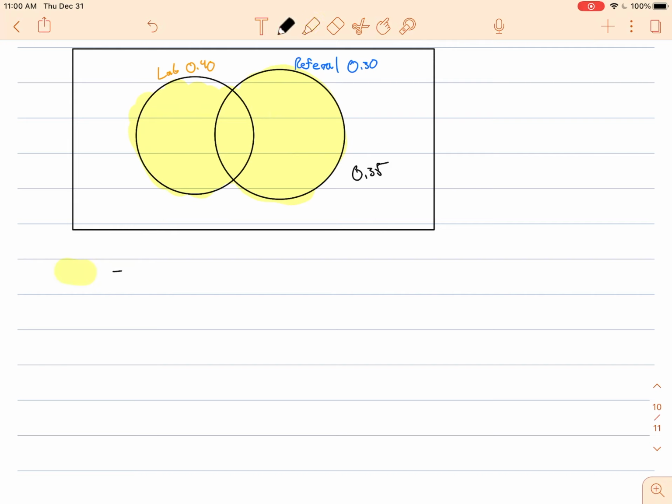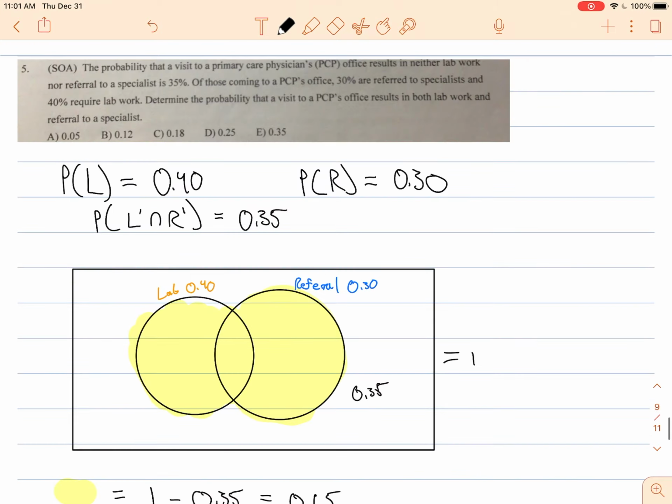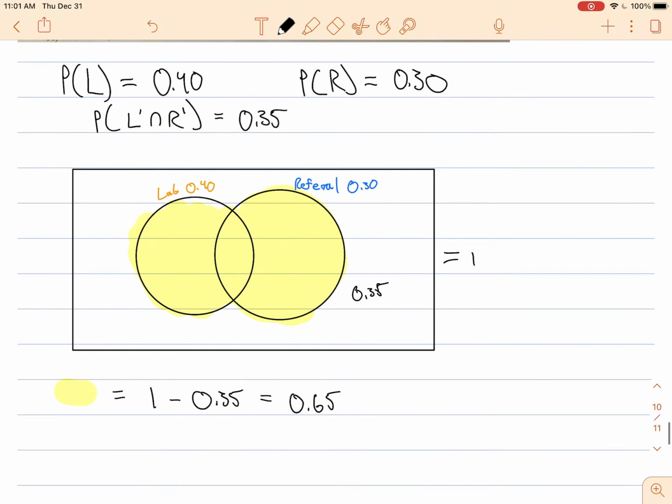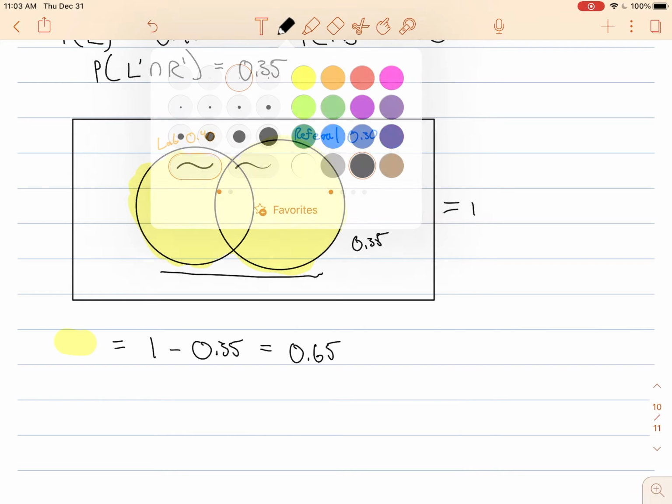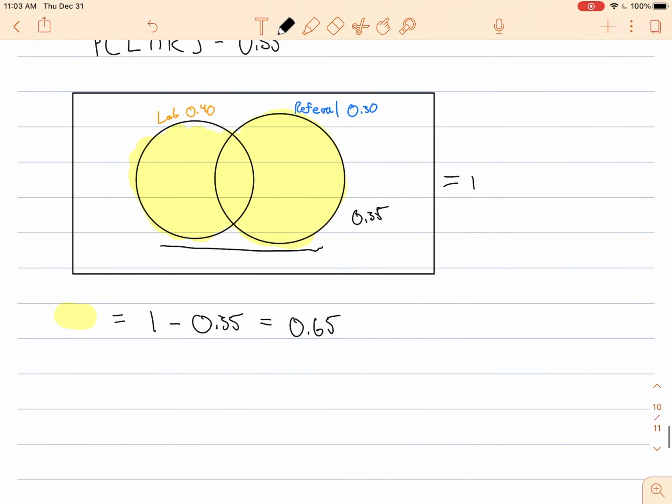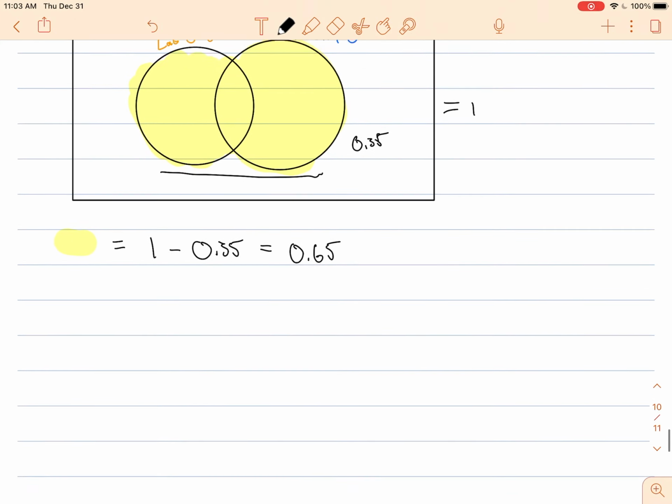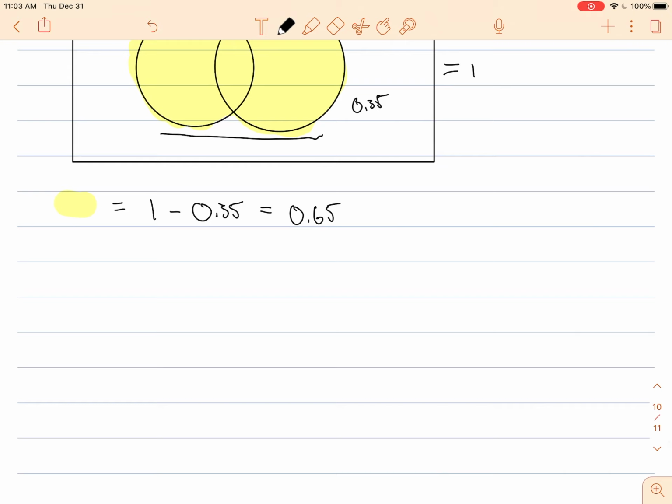And how do we do that? Well, we just take 1, because remember this whole box is equal to 1, minus 0.35, and that will give us 0.65. Remember, we're trying to determine the probability that a visit to a PCP's office results in both lab work and referral to a specialist. So that's this point right here, right? So now that we know this area of the union of the two sets, we can just use the formula for the union to pretty much figure out the intersection.